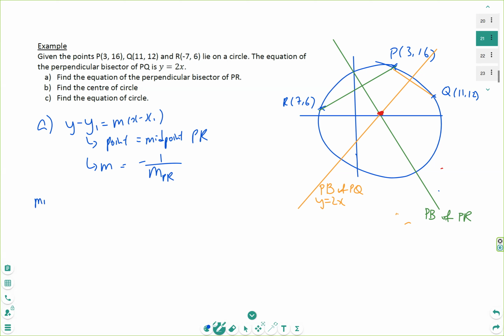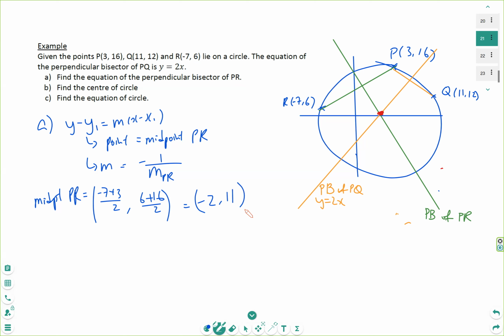First, work on the midpoint of PR. So the midpoint of PR is (7 plus 3) half it, (6 plus 16) half it. Work it out. Minus 7, sorry, minus 7. Right. And you should get (-2, 11). If you could see my mistake, well done to you. Another trap for you. I never make mistakes, I told you.